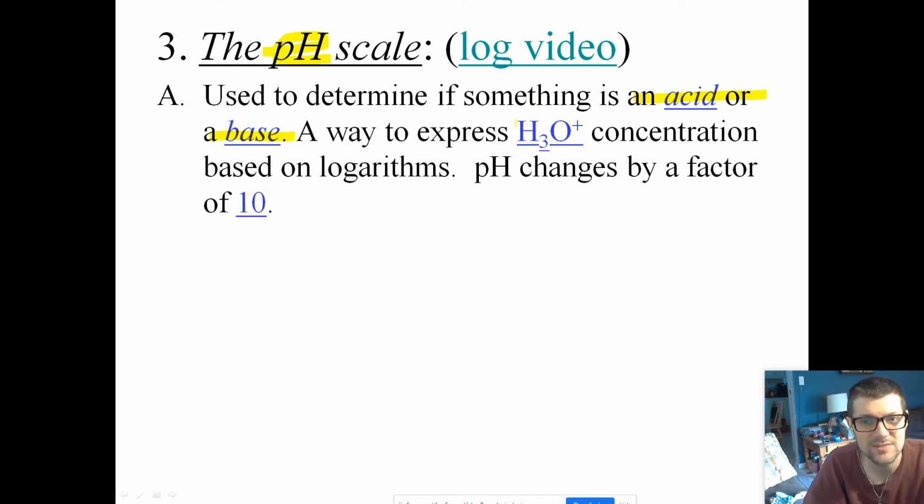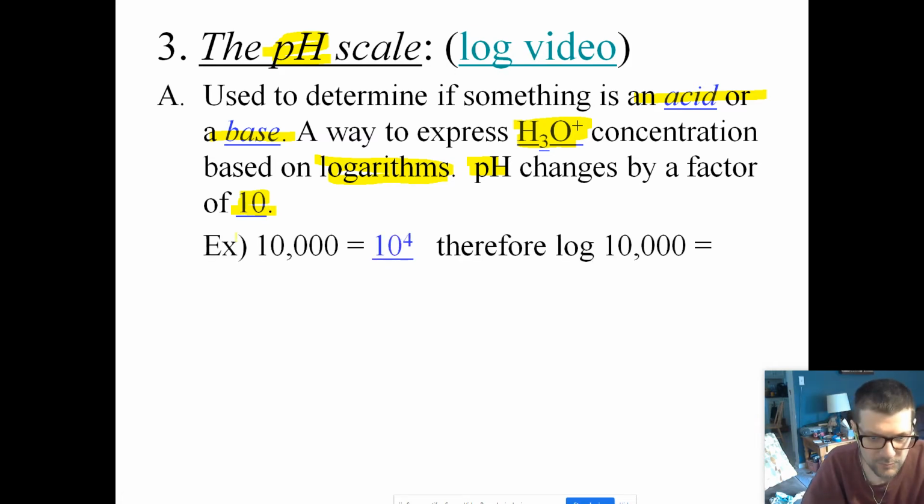Specifically, the pH scale is hydronium concentrations on a logarithmic scale. What logarithms mean is that the pH scale is changing by a factor of 10. So something with a pH of 7 versus a pH of 8, they're not different by 1, they're different by a power of 10. And a 7 to, say, a 5, a jump of 2, is actually a jump of 10 to the 2. It's a jump of 100 times.